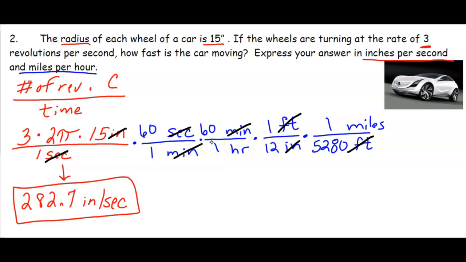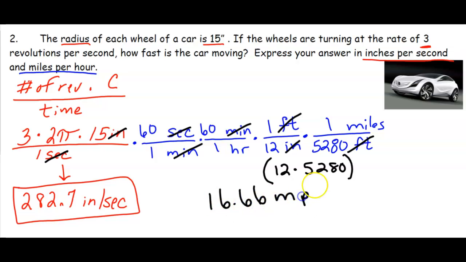So now all you have to do is punch it in your calculator. The only thing I want to remind you of is whenever you punch this all in and you divide by 12 times 5280, you need to make sure that 12 times 5280 is in parentheses. Otherwise, it's going to give you the wrong answer. Okay, so then you punch that in your calculator and you get 16.66 miles per hour.